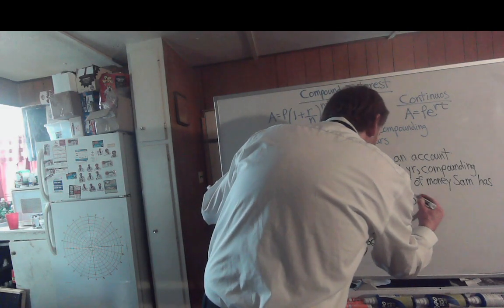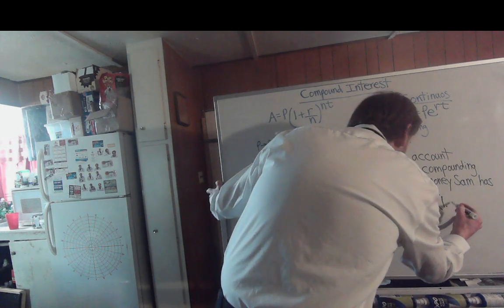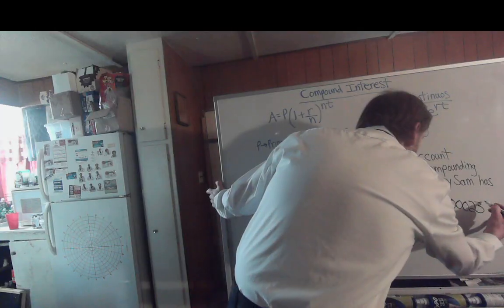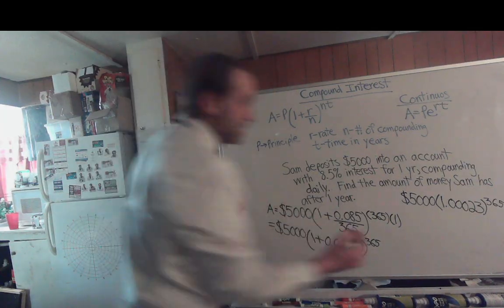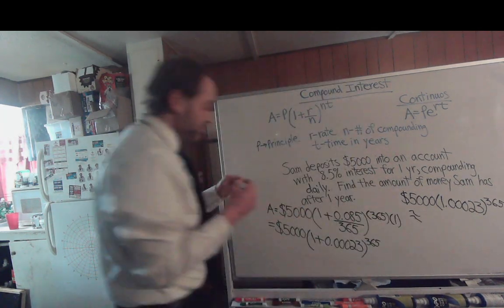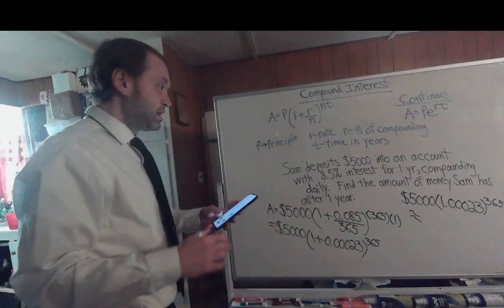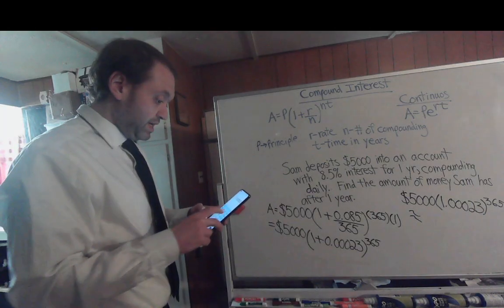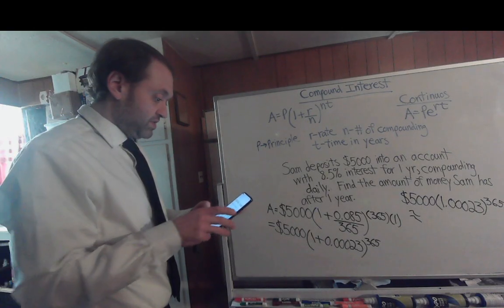So let's simplify this further. That's going to give you $5,000 times 1.00023 to the 365th power. And now we can come up with roughly a decimal approximation of that. Alright, so 1.00023 to the 365th power times 5,000.